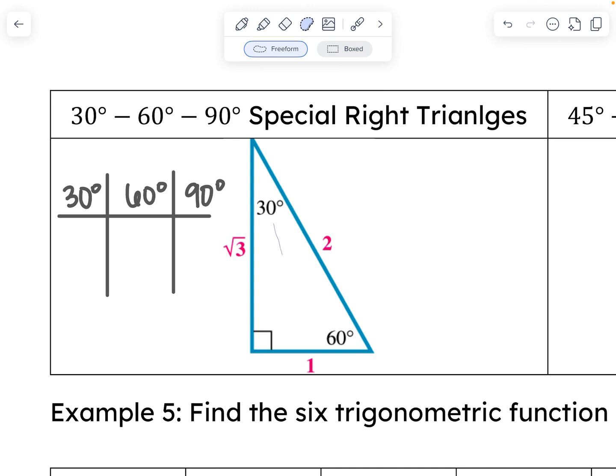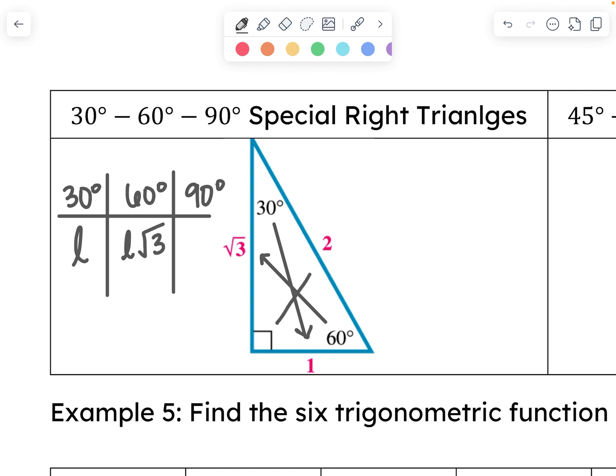So across from the 30-degree angle here is 1, but let's say that that was L. Then that means as that gets bigger, so does the value across from the 60-degree angle. Instead of just being square root of 3, that would be L square root of 3. And across from the 90-degree angle would be 2L. You could use X or Y or whatever letter. I use L for length of the side length.